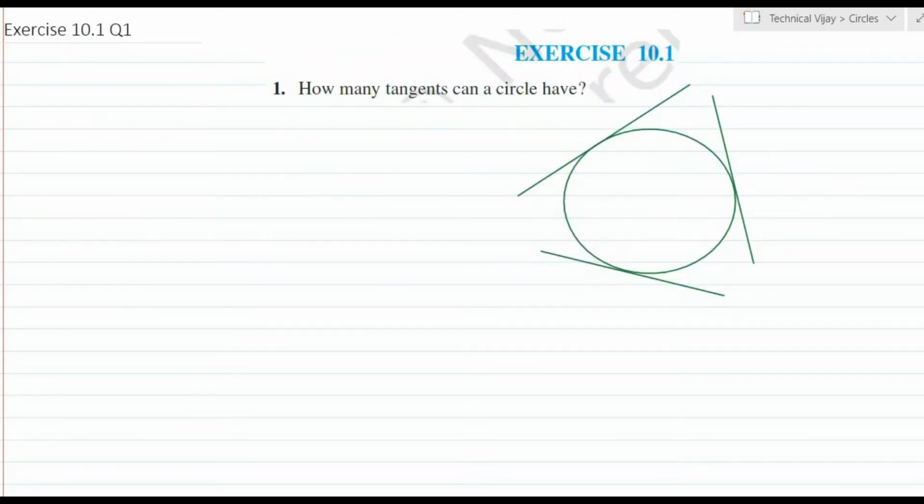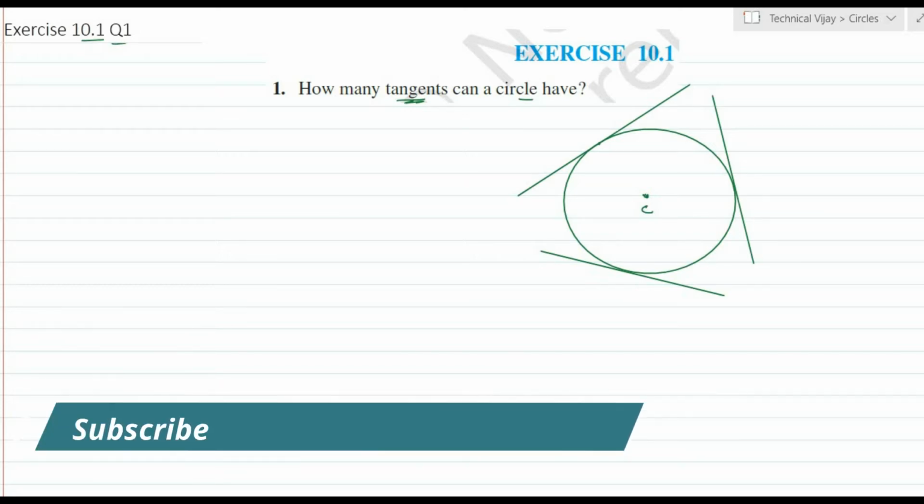Exercise 10.1, question number 1: how many tangents can a circle have? Here is a circle, this is the center and this is the radius. So how many tangents can the circle have? A tangent is nothing but a line which grazes over the surface of the circle, that is, it touches the surface of the circle at only one point, not at 2 or 3. So at only one point it touches.